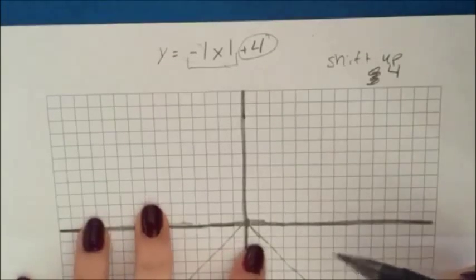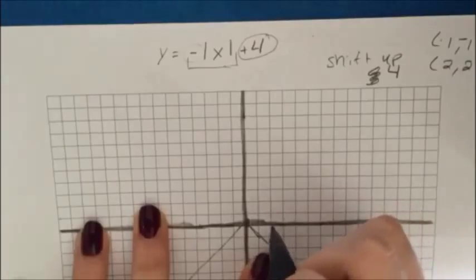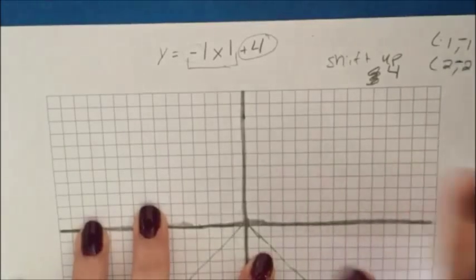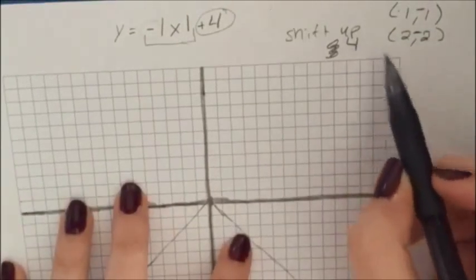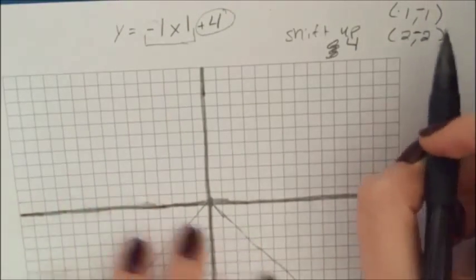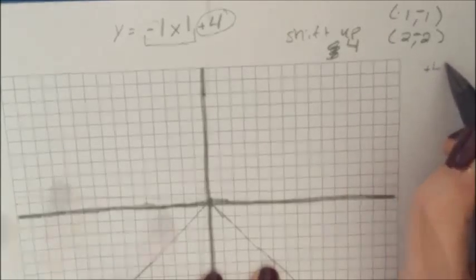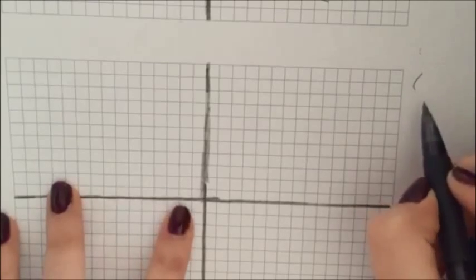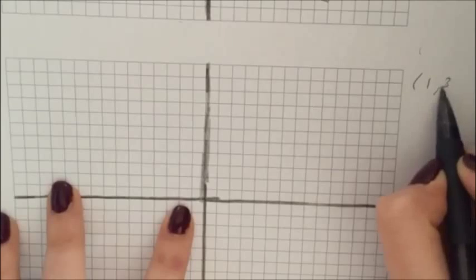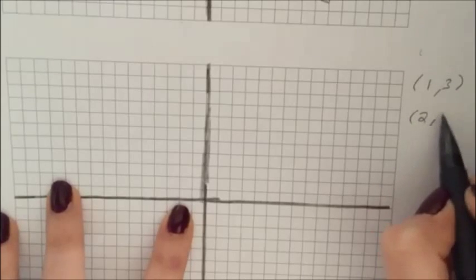This would cause some of the points that we have, which are 1, -1, and then 2, -2. These are 2 of our points. And so the y components of these points would add 4 to each of them. Our new 2 points that we're working with are 1 and 3, and 2, 2.